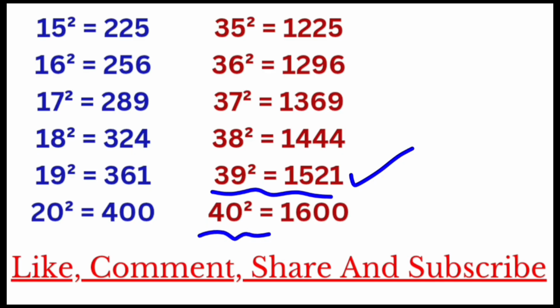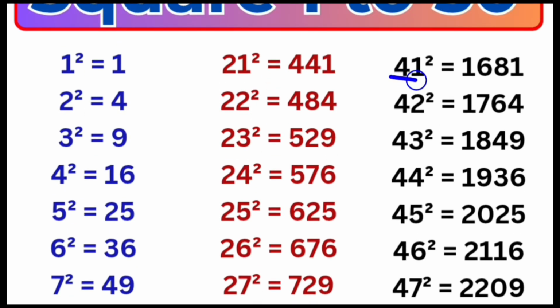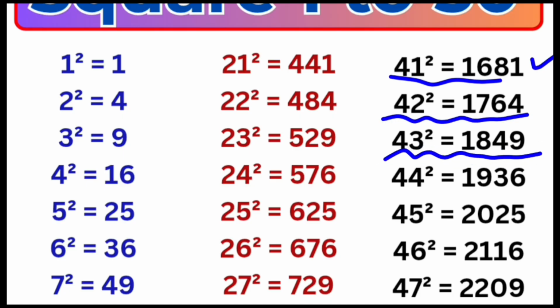Square of 40 is equal to 1600. Square of 41 is equal to 1681. Square of 42 is equal to 1764. Square of 43 is equal to 1849. Square of 44 is equal to 1936. Square of 45 is equal to 2025.